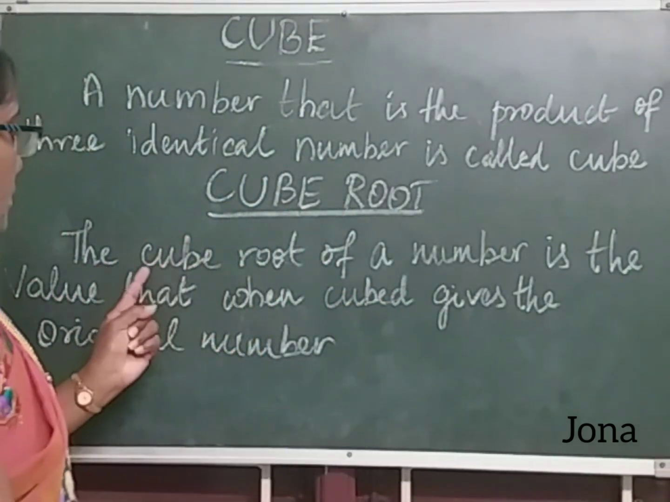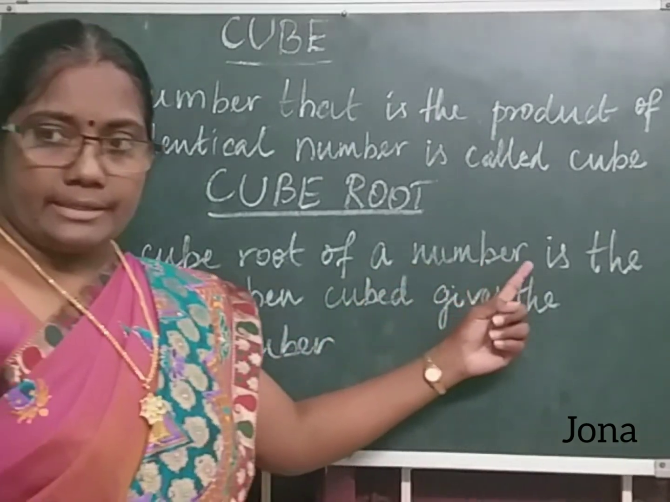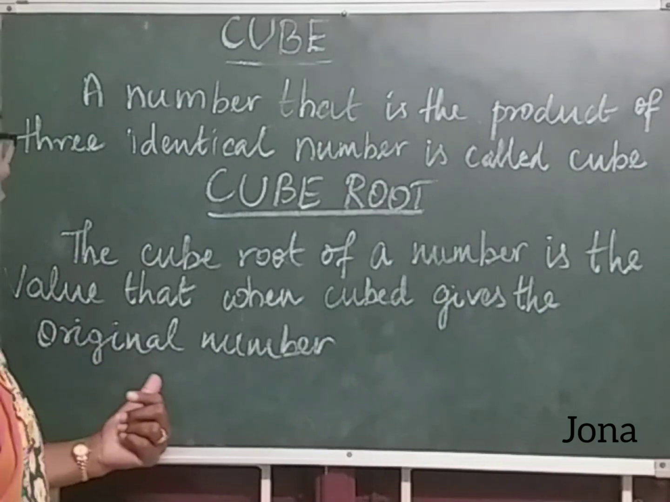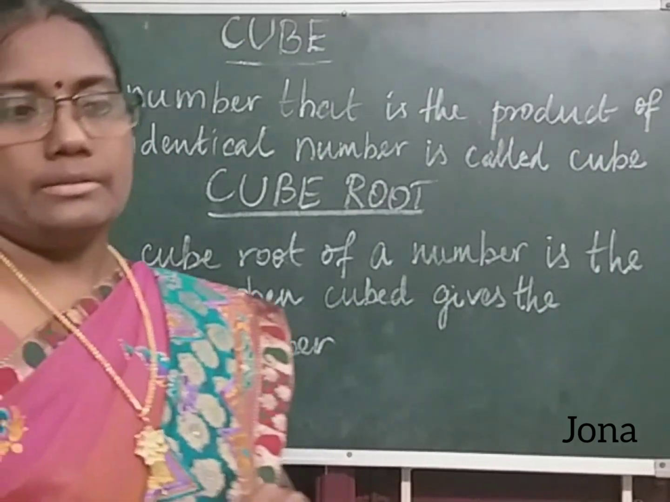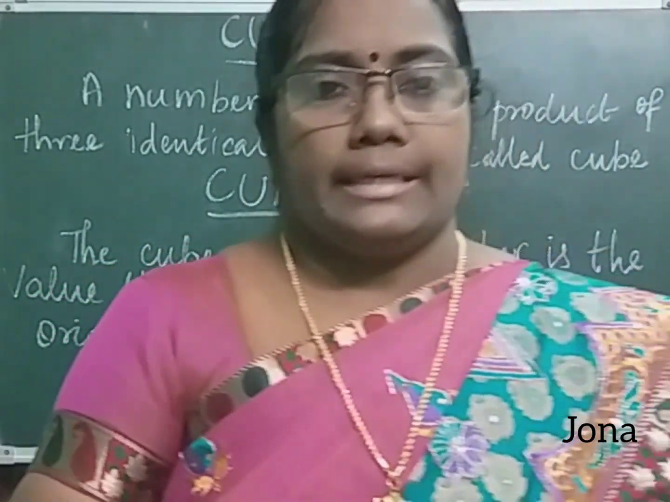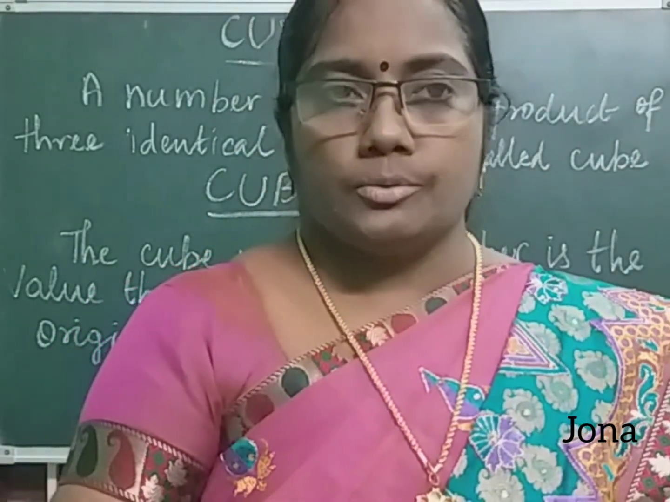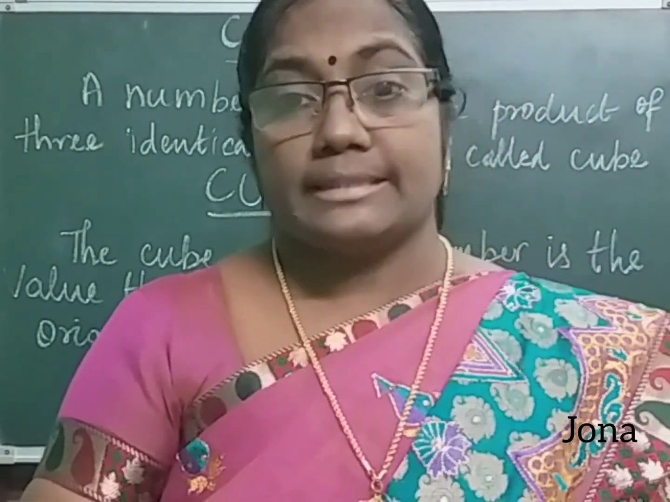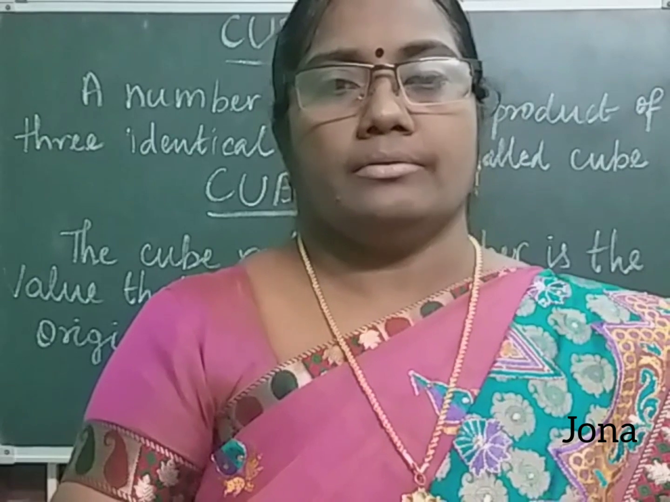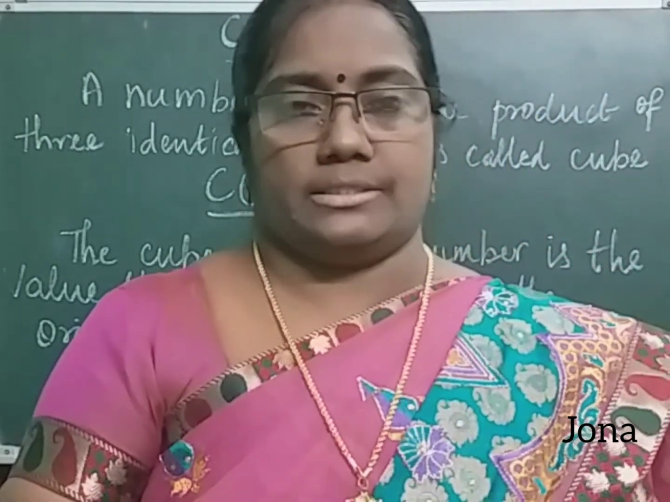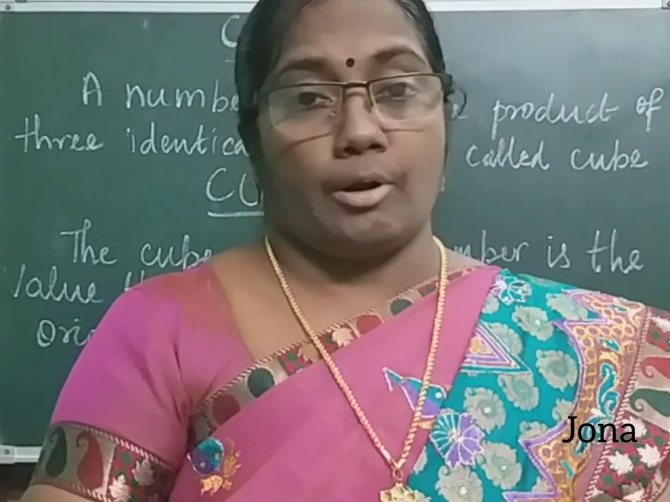Then let me see about cube roots. The cube root of a number is the value that when cubed gives the original number. That means if you have 8, 8 can be written as 2 into 2 into 2. So how many times are we multiplying? 3 times. So we can say that 2 is the cube root of 8. Let me see the problems then.